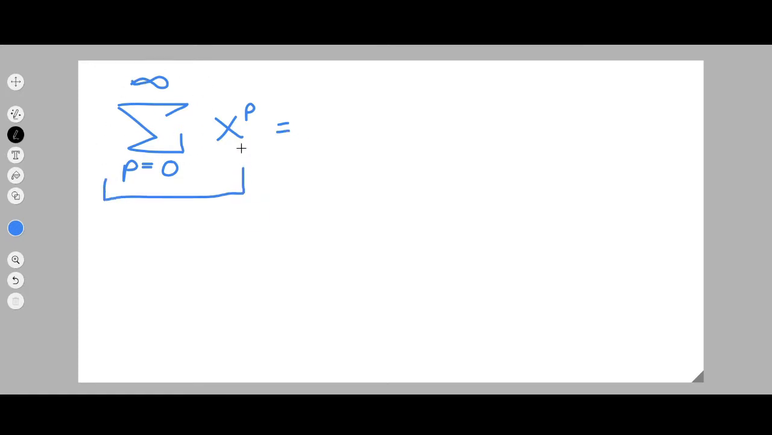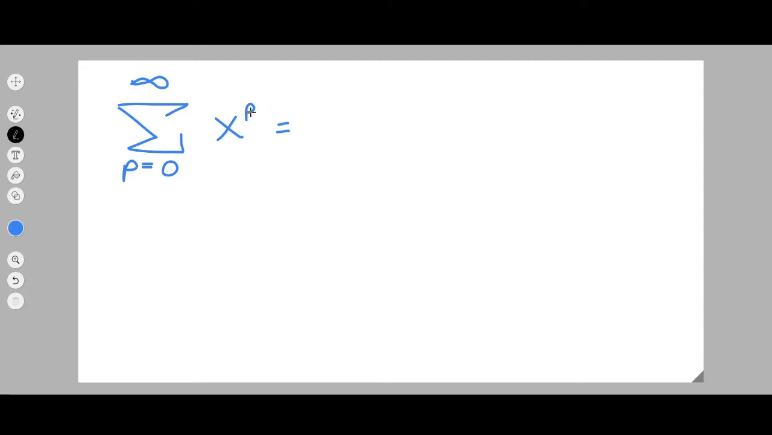If you don't know what the power series is, it's basically a sum. P is equal to 0 till infinity of x to the p. So this is our series. This is the power series or the geometric series. It goes by both names, I think.